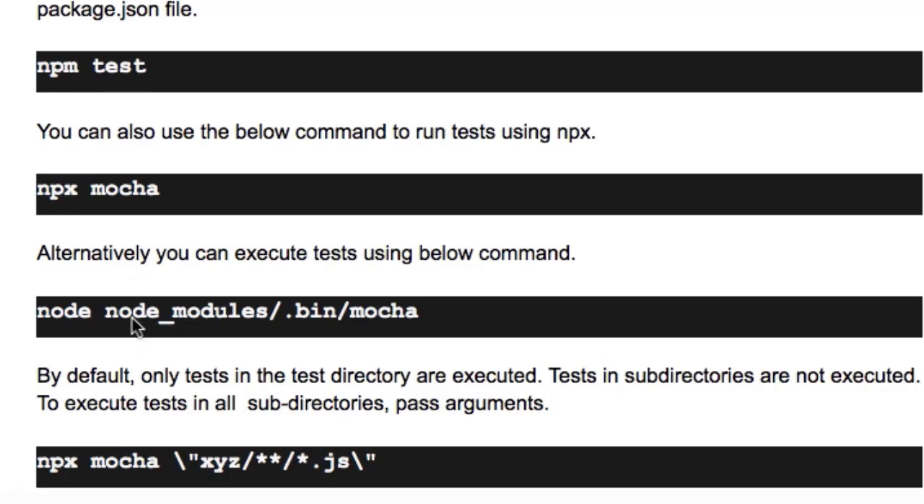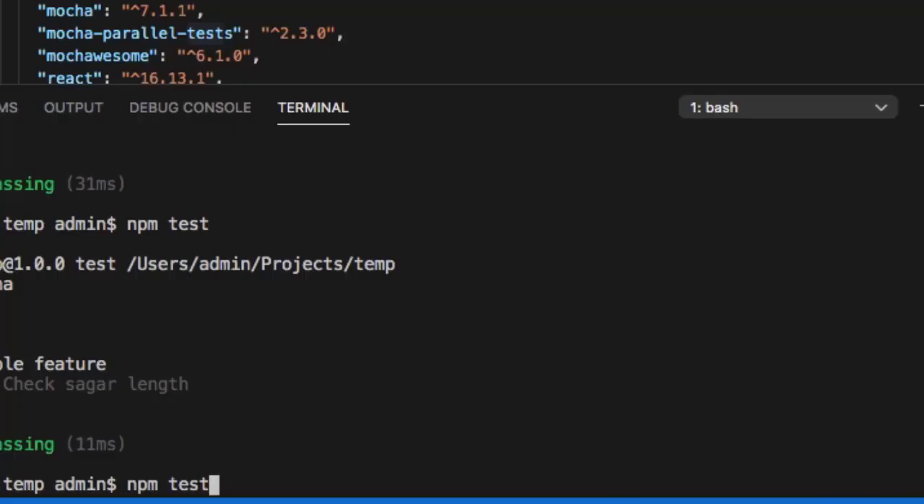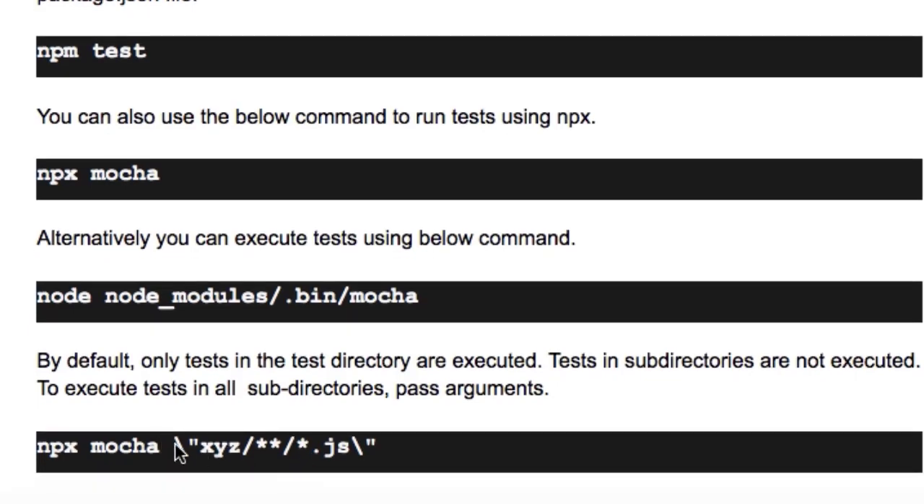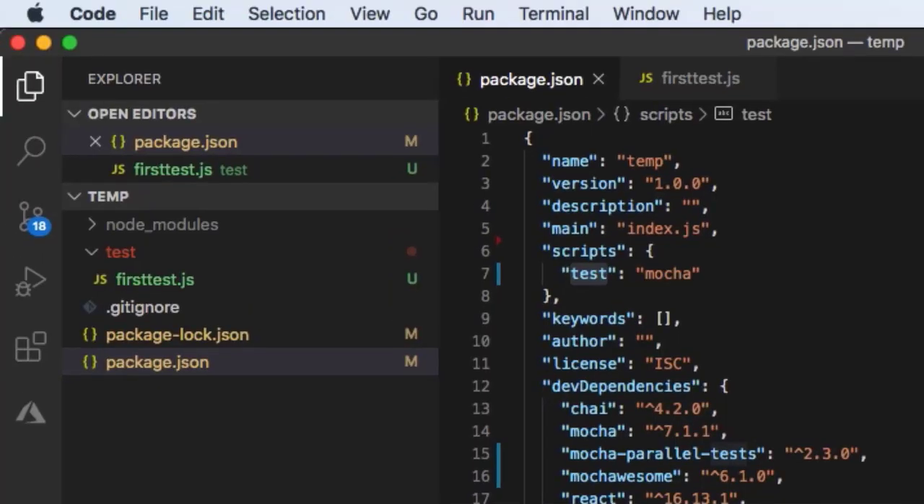Now, as I said earlier, it is going to check the test files in the test directory, but let us say you have stored the files in some other directory, then how to tell Mocha to find the tests in that directory. For that you can use this syntax. Basically you can pass another argument where you are saying that okay, you can find the tests in XYZ directory and all the subdirectories as well. So let us try this one.